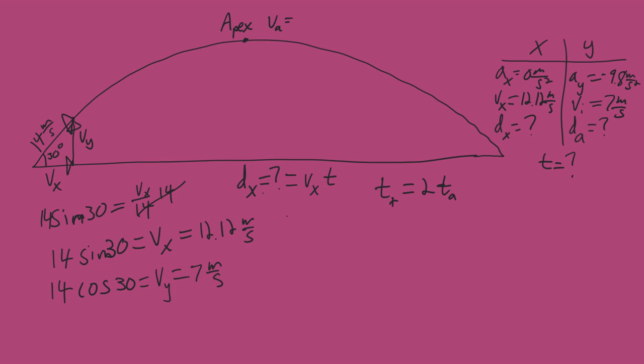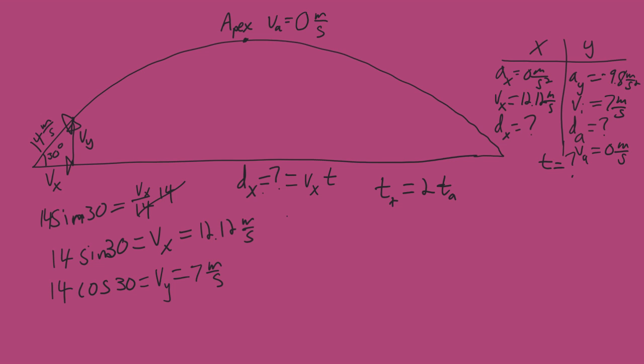And we should know that the velocity at the apex in the vertical direction, so if I extend this out a little bit, velocity at the apex is equal to 0 meters per second. That 12.12 stays the same, but the velocity at the apex in the vertical direction is 0.